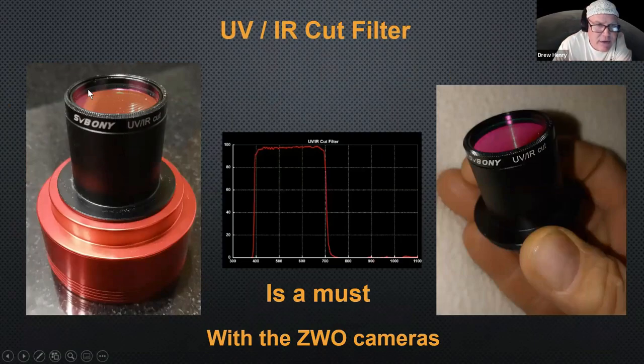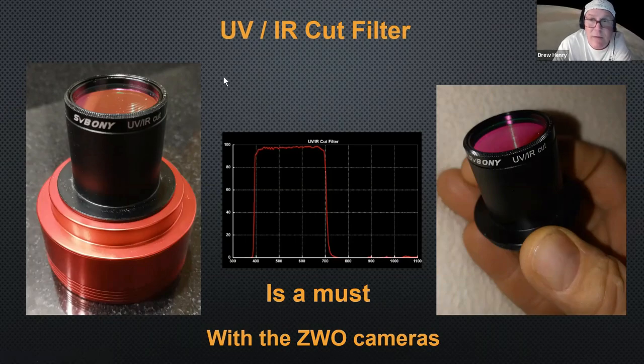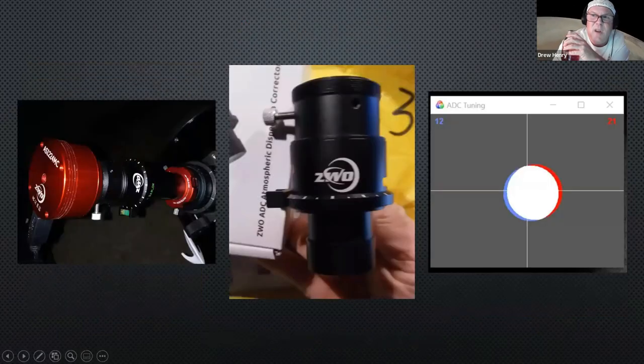But the one thing you're going to need with these ZWOs is an IR cut filter. I got this Bonnie one and this eyepiece thing right here off Amazon for about 20 bucks. It wasn't that much. But you got to have that on there, because if you don't have that cutoff filter, it'll put a bunch of unwanted color in there and gum your images up really bad. I know I got an Altair camera for my deep sky setup, and it has an IR cut filter built into it.